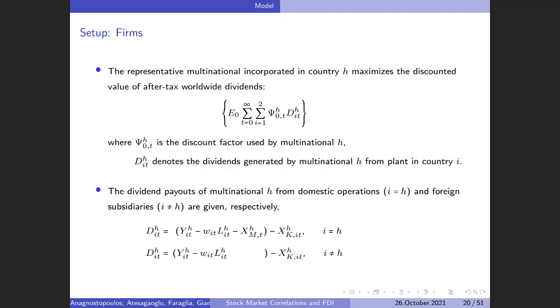The away plant, i not equal to H, produces, pays wage bills, and invests into tangible capital stock. And when you deduct these from output, the rest will be distributed. As you can see, there's no deduction for technology capital in the away plant's cash flow equation, because the away plant uses this technology capital freely in production, but does not pay anything for it. Okay, so these are the dividends, and these two dividends make up the total dividends of a multinational in a period. When you discount that, you find the total stock price, the total value of that multinational.